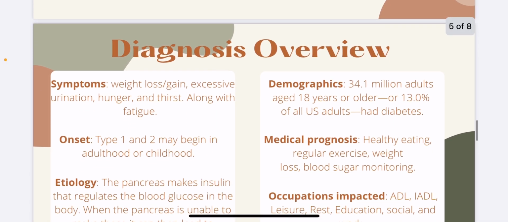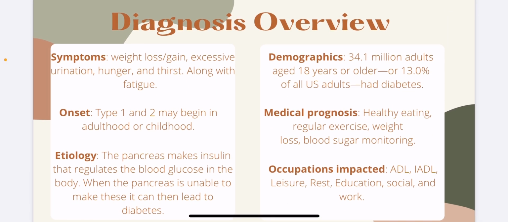Alright, so a little diagnosis overview. Symptoms can be weight loss, weight gain, excessive urination, excessive hunger and thirst, along with fatigue. These can all be things that can be very debilitating while in work, in school, and play, during leisure and social activities. These can all be impacted and can make a big difference in someone's life before diagnosis, after diagnosis, or even if you compare someone with the diagnosis of diabetes and someone without the diagnosis of diabetes.